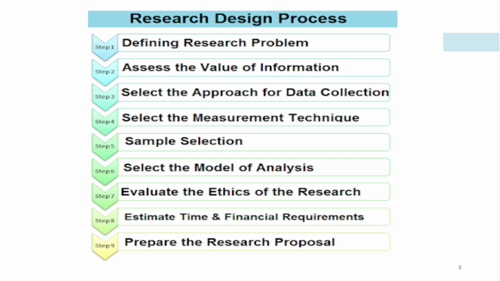The first step in the research design process is defining the research problem. The definition of the research problem is the foremost and most important part of the research design process. Defining the research problem includes supplying the information that is required by the management. Without defining the research problem appropriately, it is not possible for researchers to reach accurate results.